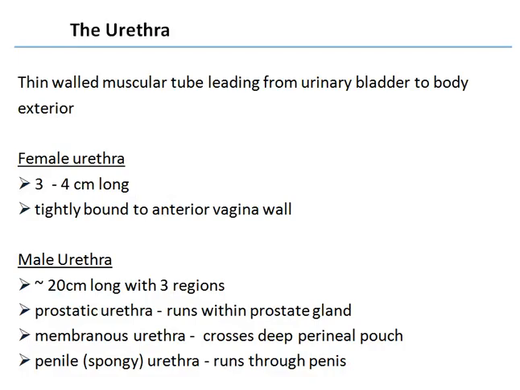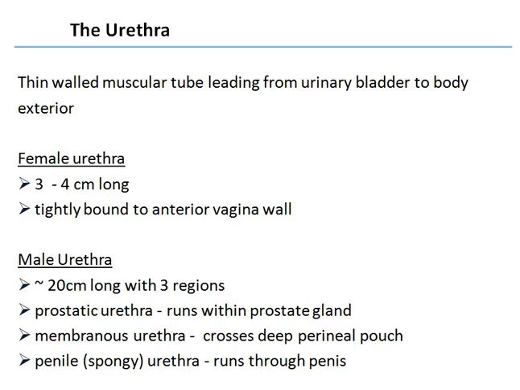The urethra is a thin-walled muscular tube leading from the urinary bladder to the body exterior. So just remember that concept I was talking about before. The ureter, the urethra, and the urinary bladder are actually lined with muscle. So the flow of urine from the kidneys is not simply passively occurring through gravity. There are muscle layers within the ureter, urethra, and the urinary bladder helping to regulate the flow of urine through the body.